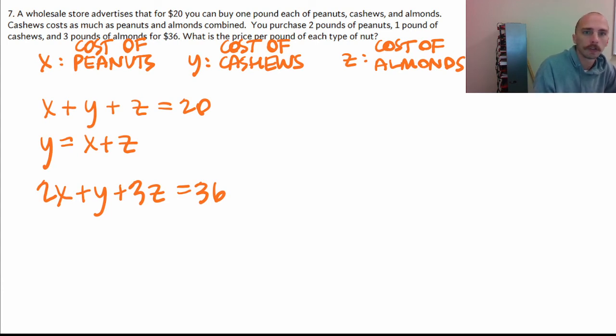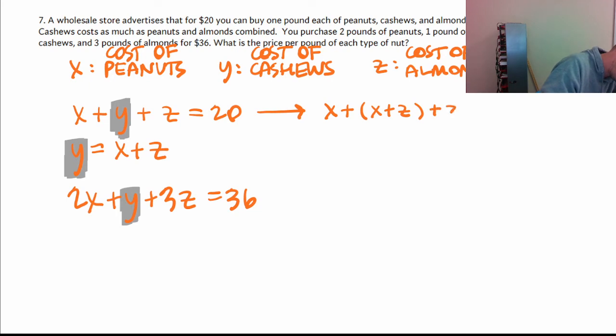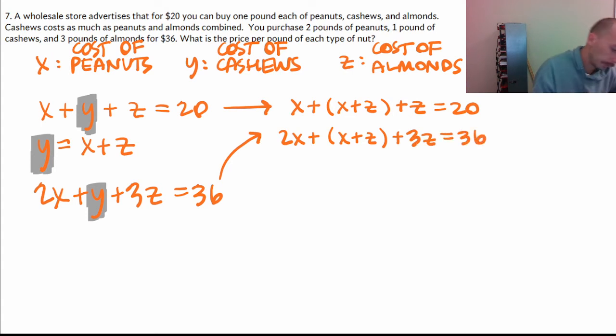Okay, this is set up perfectly for substitution, right? I've got a formula for Y here, and so I'm going to use that to substitute here and there. And then this will become a 2-variable, 2-equation system, and then I'll just go from there, like we've been doing. So Y equals X plus Z, so this is going to become X plus X plus Z plus Z, because it's X plus Y plus Z equals 20. And then over here, 2X plus Y is X plus Z, plus 3 Z's, that's equal to 36.